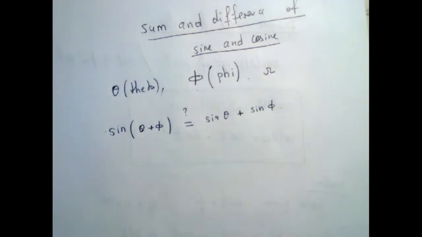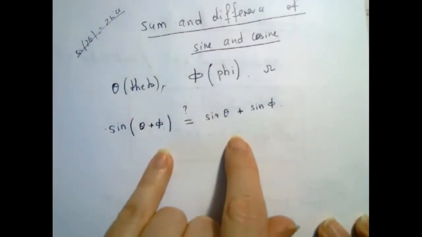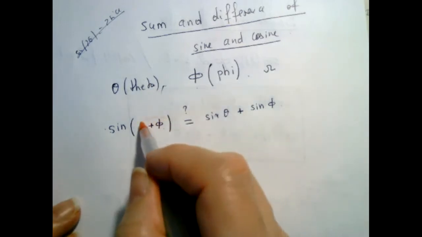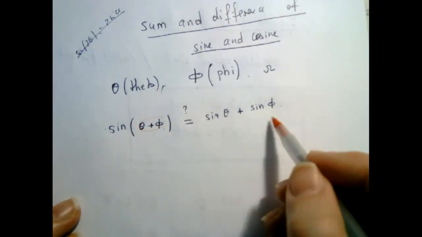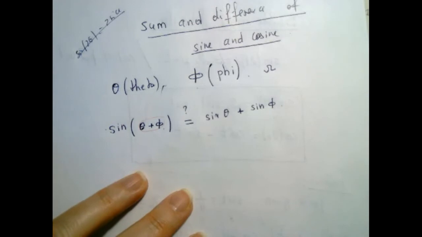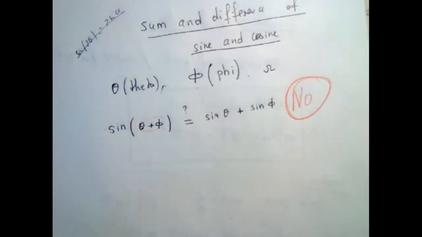Okay, so we always start with what's not right. When I talked about the double angle, my first question was, is the sine of 2 theta twice the sine of theta? And the answer was no. Now my question is, can we break the sine? It means if you have two angles here and you add them, can you break this? What do you think? No, absolutely no. We cannot break it. Our natural tendency is to break it, but it's wrong.